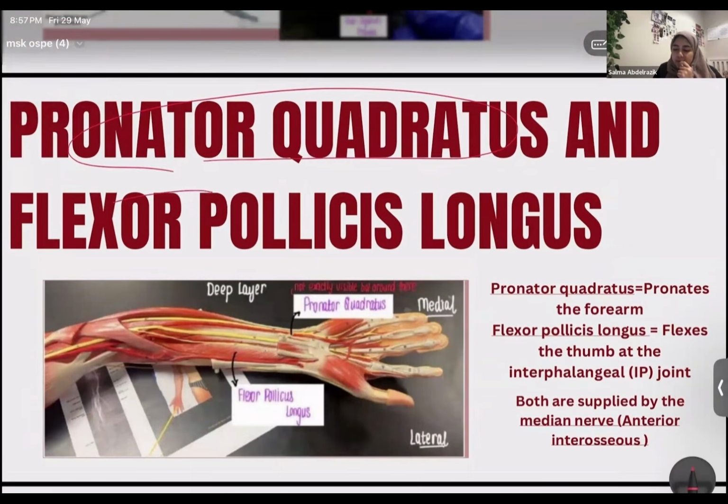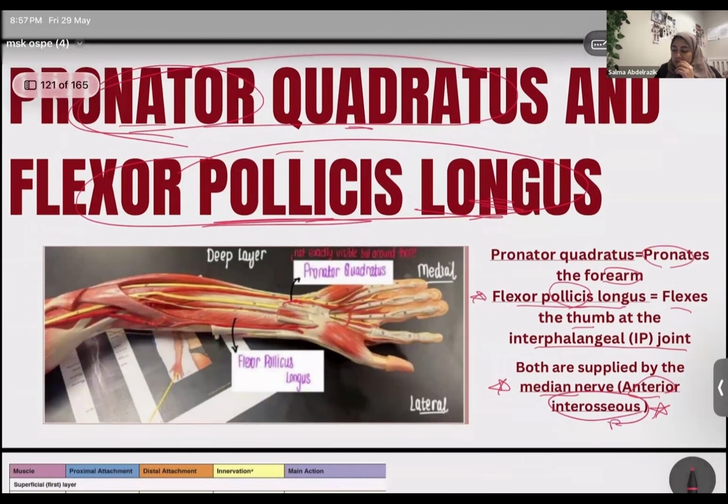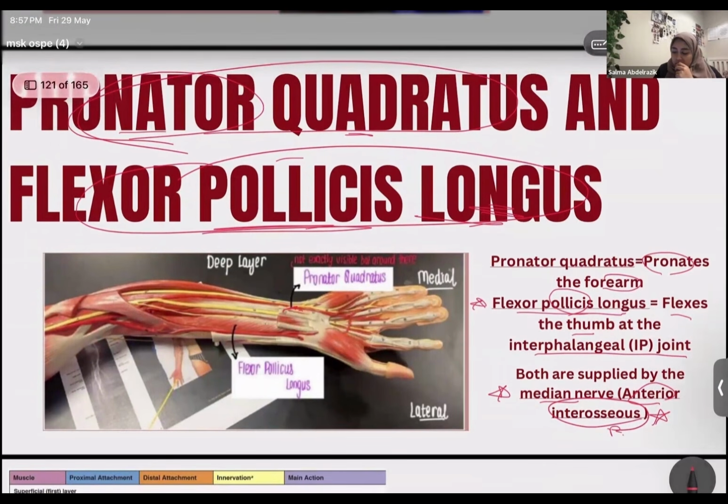Pronator quadratus and flexor pollicis longus. Pollicis longus, we said this is a thinner muscle. We have pronator quadratus, pronator, so it pronates the forearm. It's over here. You have the flexor pollicis longus, which flexes the thumb, pollicis, at the interphalangeal joint. Both of them are supplied by the median nerve, anterior interosseous, which is medial. Okay. Flexor pollicis and pronator quadratus.